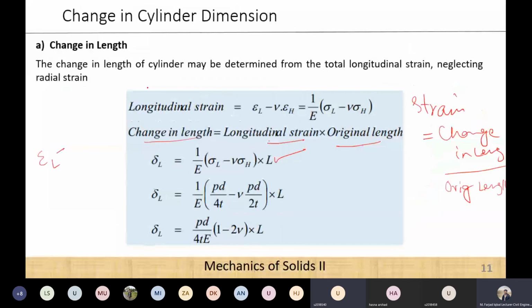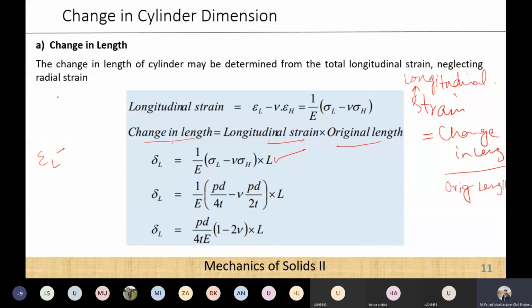No, sir. So now I will just rearrange this equation, and I will get the change in length equal to longitudinal strain multiplied by original length. So what is longitudinal strain? Let's suppose the longitudinal strain is epsilon L. But we know from the principle of physics that when the strain is being produced in one direction, it will also produce a minor strain in the other mutually perpendicular direction.